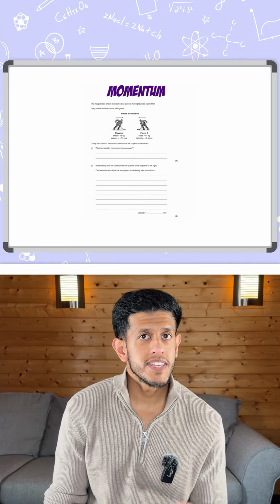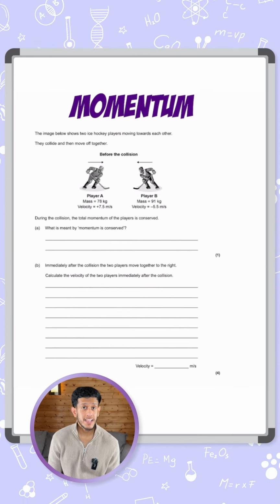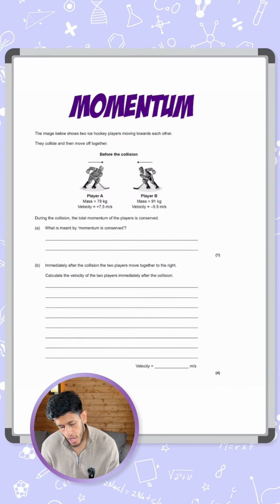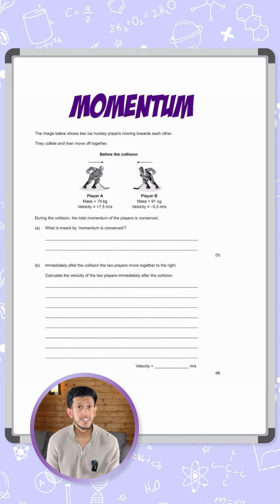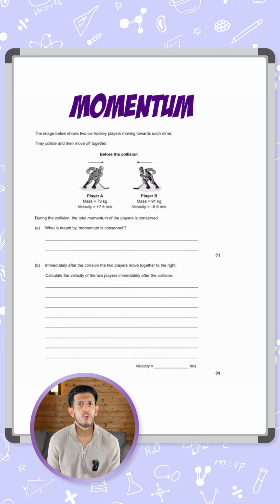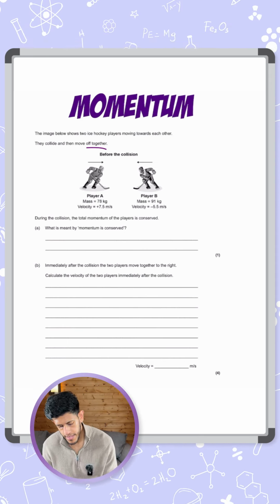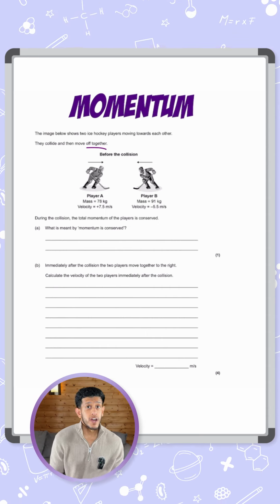Alright, so let's take a look at this question talking about momentum and calculating it. It says the image below shows two ice hockey players moving towards each other. They collide and then move off together. So that's important, I'm going to underline that there. They move off together. And now in the diagram we can see the values.